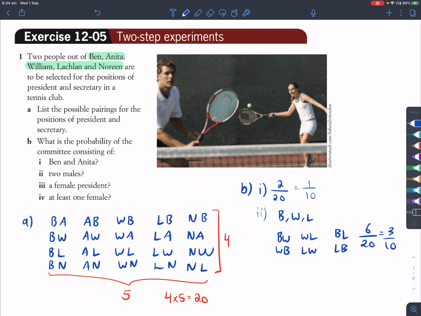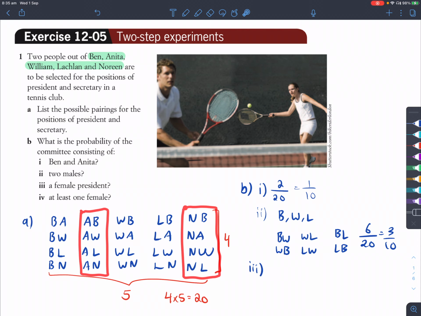Right. Let's have a go at part 3. So part 3 says, what is the probability of a committee consisting of a female president? So if you want a female president, then either Noreen or Anita have to be the president. So in this column, this is containing all the different possibilities where Anita is the female president. This one also is where Noreen is the female president.